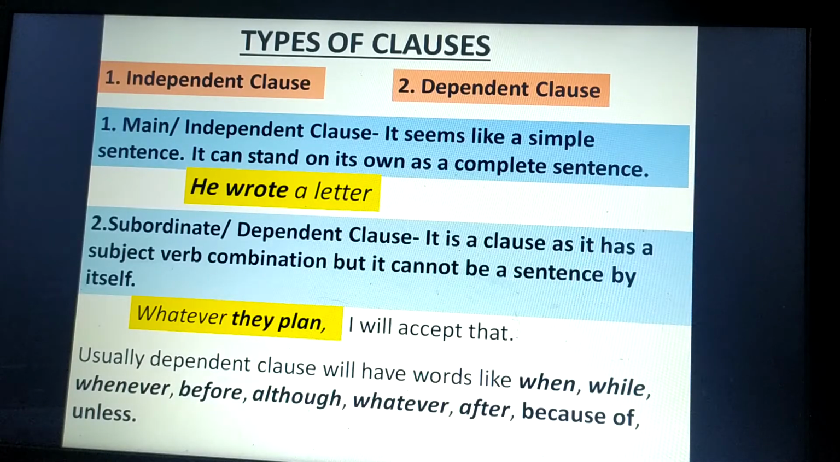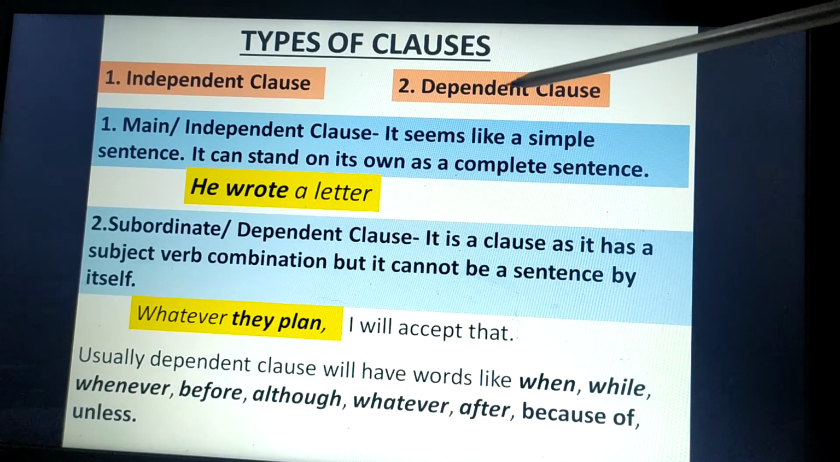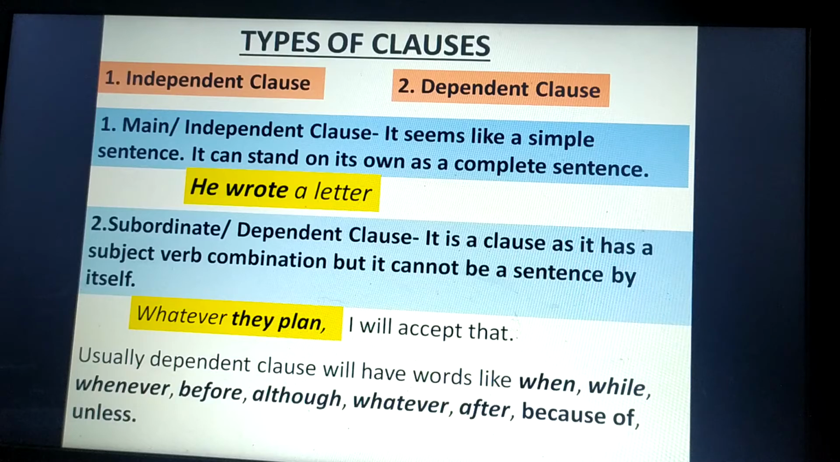Based upon that, we divide clauses into two types. First is main clause or independent clause. Second is subordinate clause or dependent clause. You can see an independent clause and dependent clause. If you talk about independent clause, it seems like a simple sentence. It can stand on its own as a complete sentence.